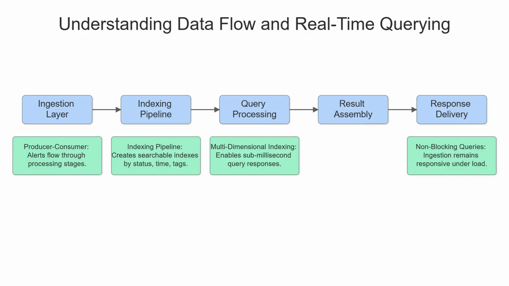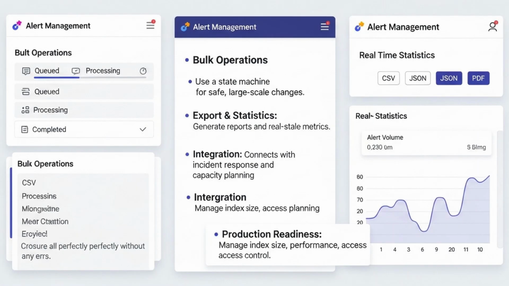The query engine then employs a multi-dimensional indexing strategy. When you search for, say, critical alerts in the last hour, it simultaneously checks time-based, severity, and status indexes. This parallel lookup is key to achieving sub-millisecond query responses, even with millions of alerts. Crucially, the control flow is designed so that search queries never block the alert ingestion process. This ensures that the system remains responsive and can handle heavy alert loads without impacting its ability to receive new critical events. Beyond just querying, managing alerts efficiently means handling them in bulk.